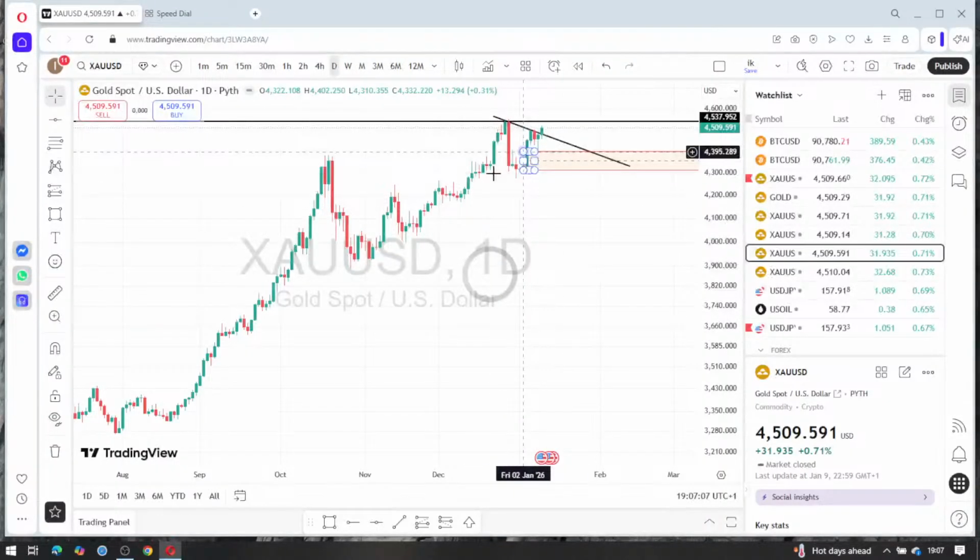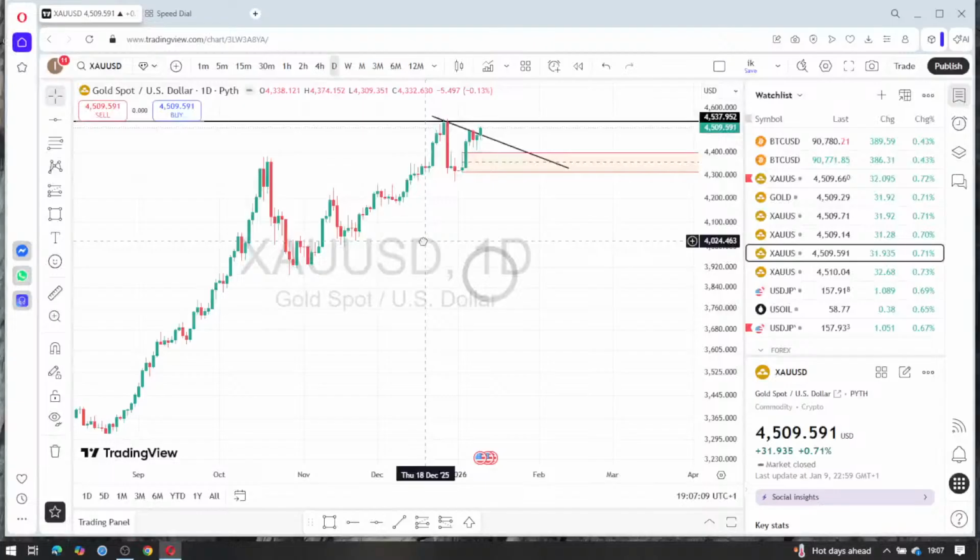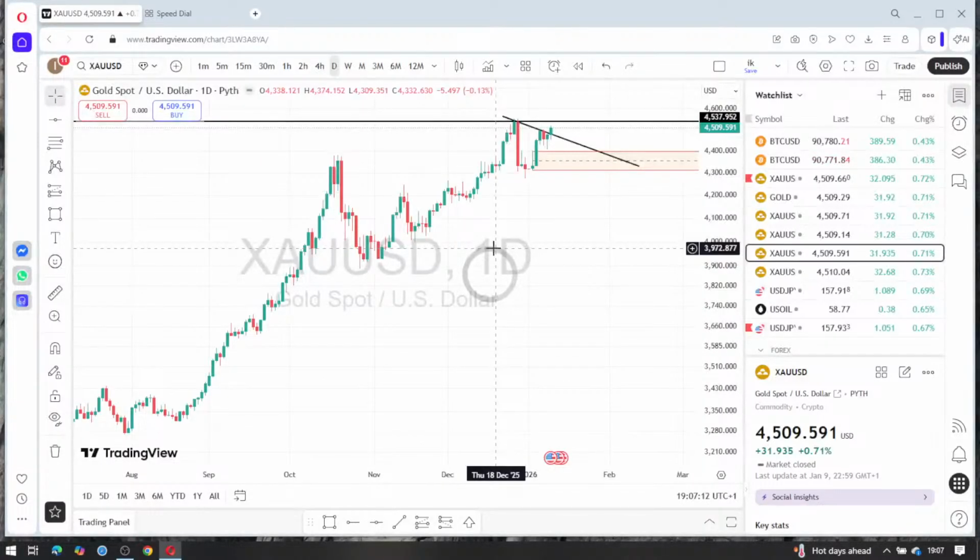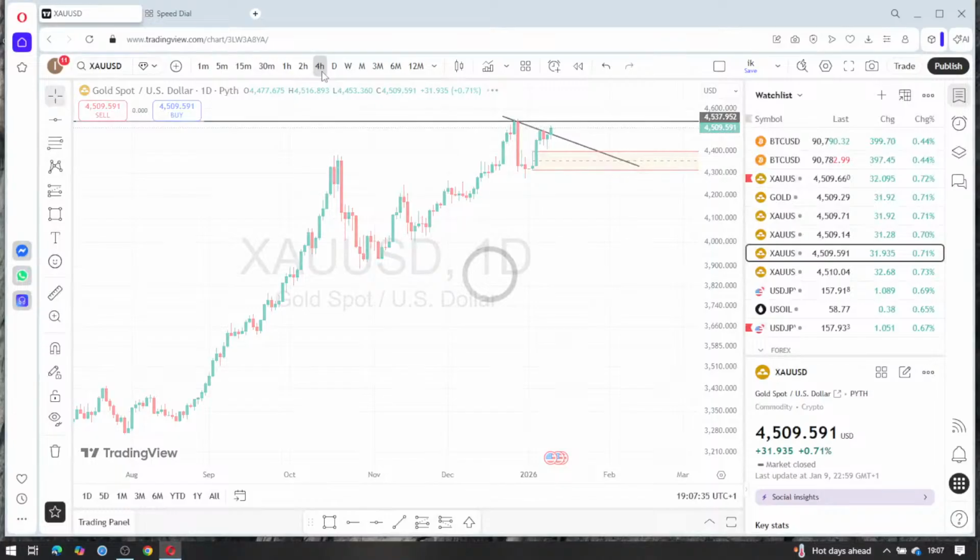Has it been retested? No, it wasn't really retested, but the FVG has actually been mitigated. So from what we have now, between here and this all-time high level is where the market is heading. Did you see that? All right. So let's go to the 4-hour time frame.